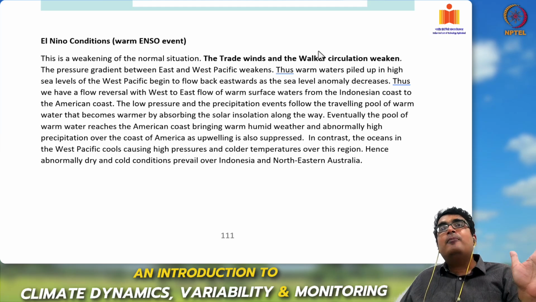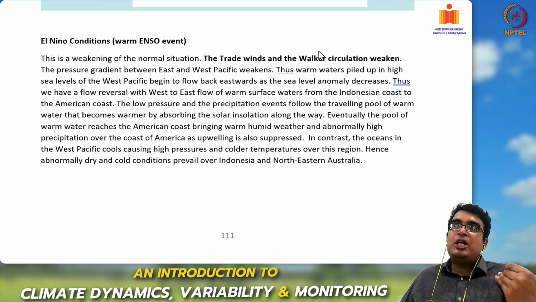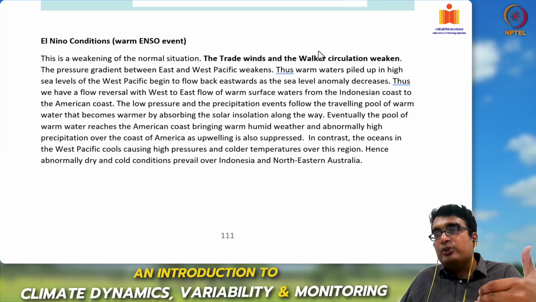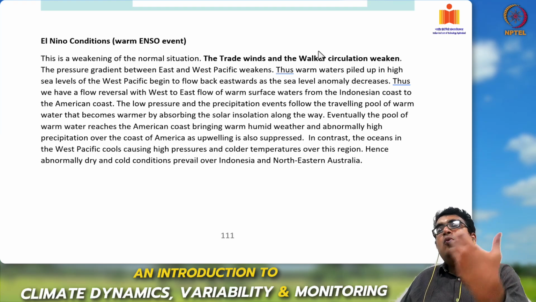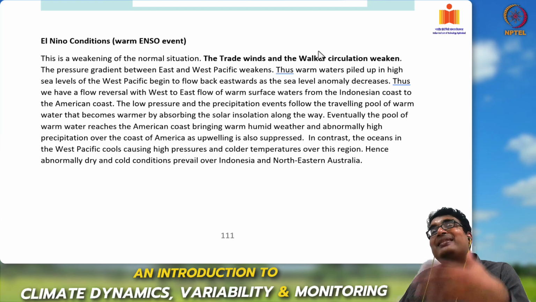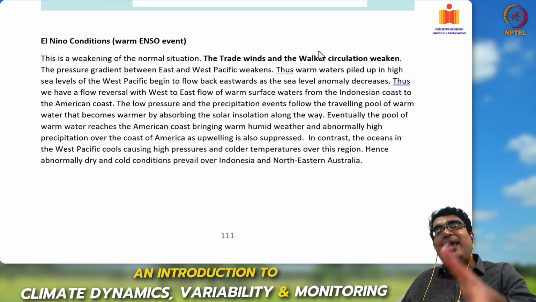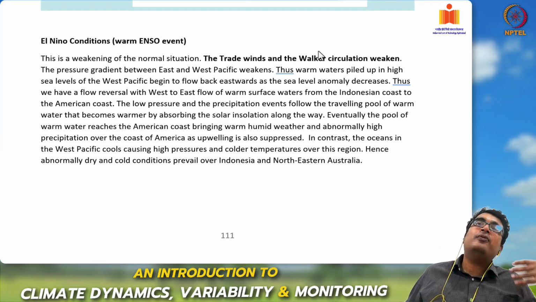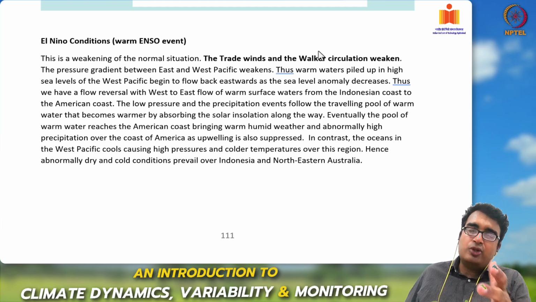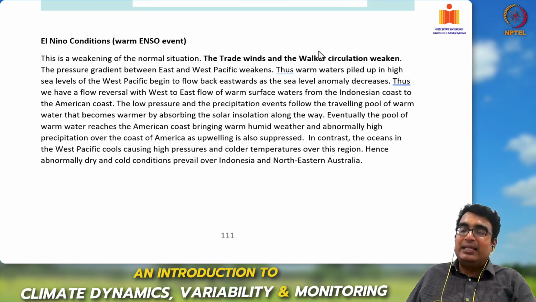So the low pressure zone migrates from the west coast of Indonesia and Australia, through the Pacific Ocean, and eventually this warm water pool hits the west coast of America, and hence the low pressure region now resides on the west coast of America, whereas the high pressure region now resides on the east coast of Australia and Indonesia.